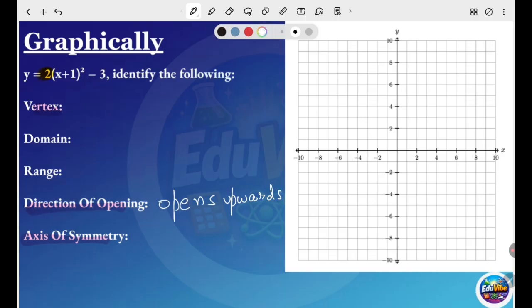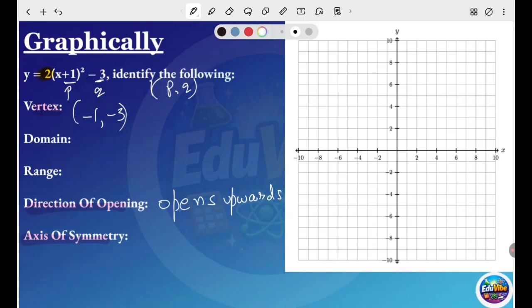We also know the vertex. What is the vertex? It is p comma q. We have p as this and q as this. Always remember that when we find the vertex p comma q, if p is plus 1, we take the opposite sign, minus 1, and the sign of q remains the same, which is minus 3.